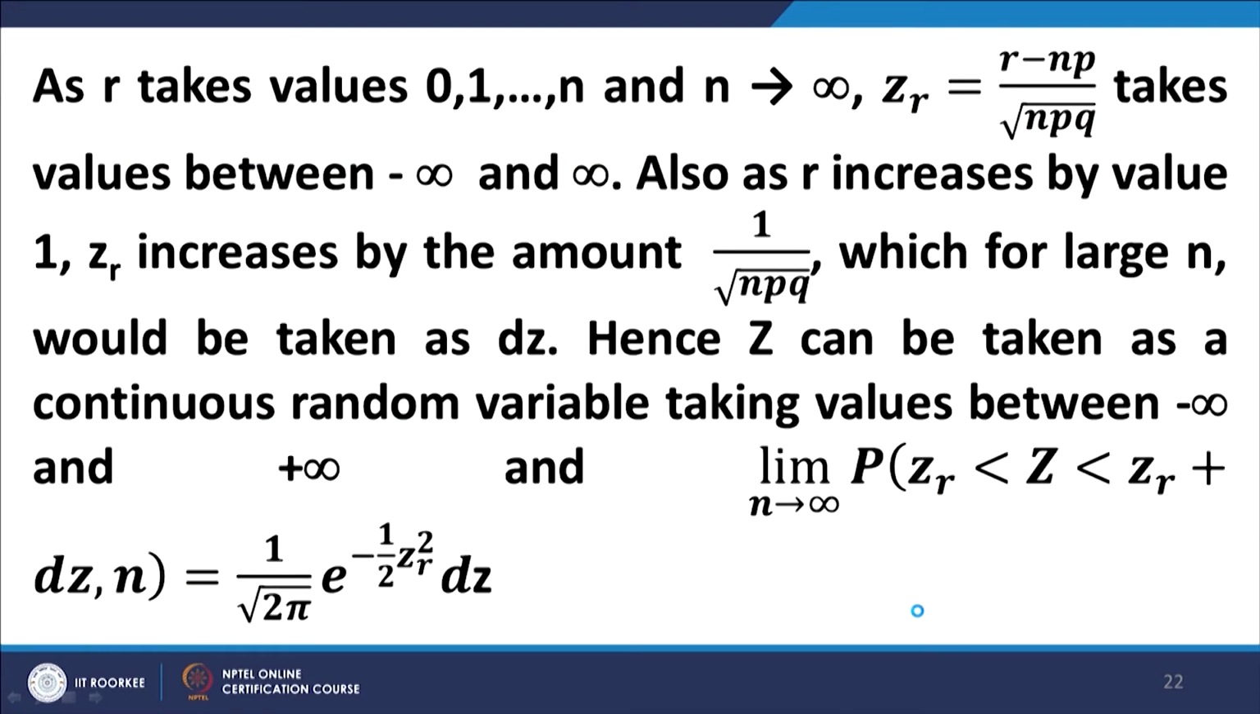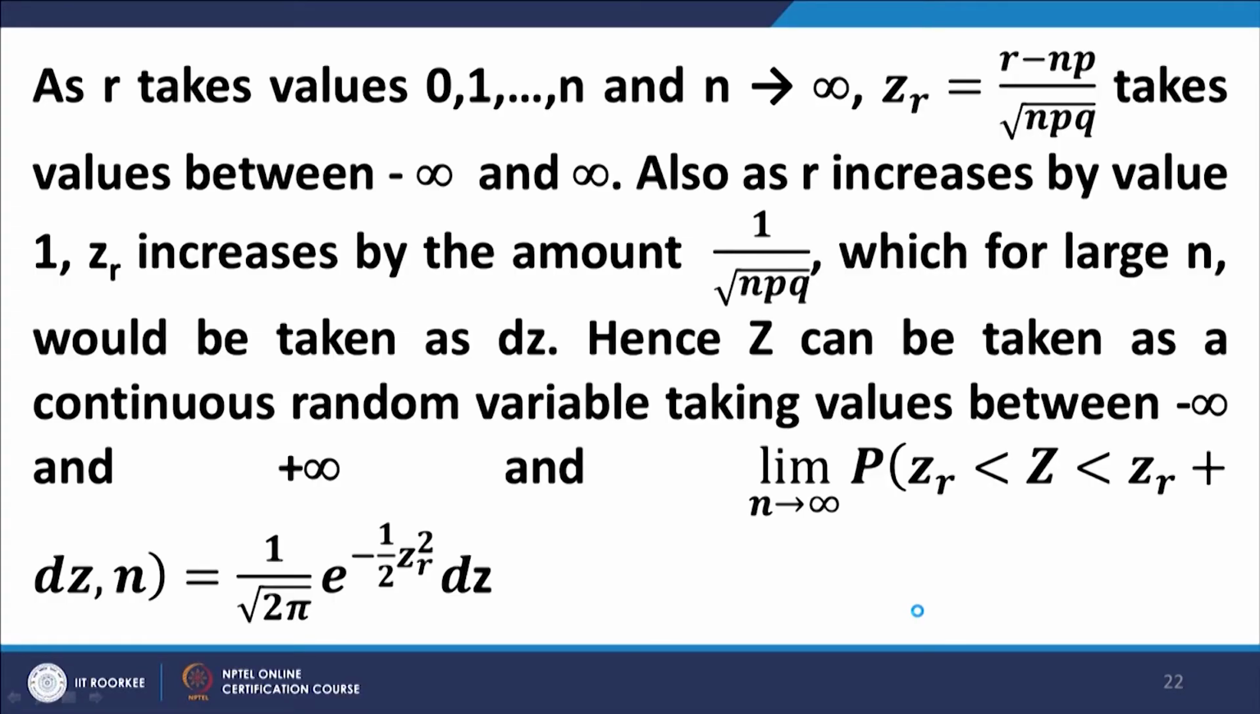Therefore, in the limit that n tends to infinity, we get A is equal to exponential of minus z_r square upon 2. Now, as r takes the value 0, 1, 2, 3, 4, and so on, you see r was the original variable, r was the realization of the original binomial variable x, and it can take integral values from 0 to n. Now, as r takes value 0 to n, what happens to z_r? If r is 0, it becomes minus np upon root n, and as n tends to infinity, this approaches minus infinity, because it scales as minus root n.